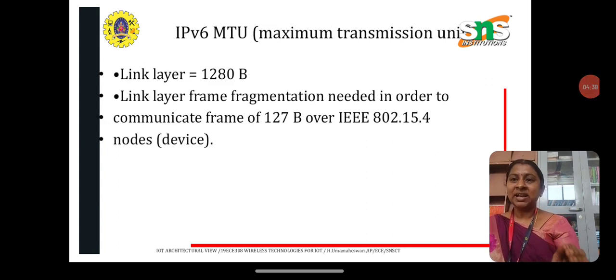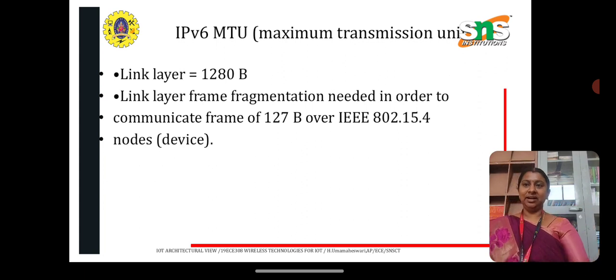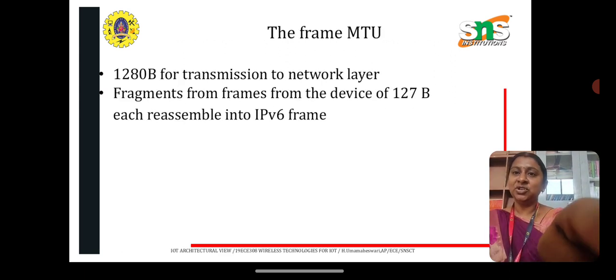The maximum transmission unit of Internet Protocol version 6 is used here, where the link layer consists of 1280 bytes of data, and link layer frame fragmentation is needed in order to communicate the various frames of data to the IEEE 802.15.4 device nodes. This is nothing but the maximum transmission unit here.